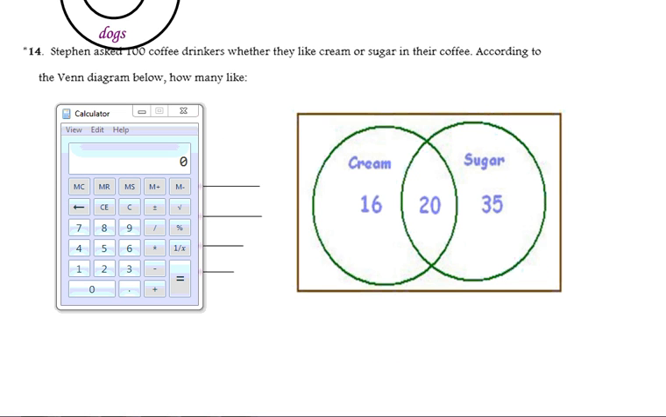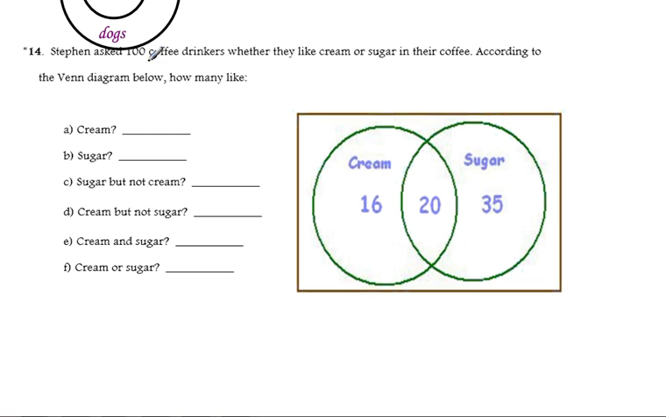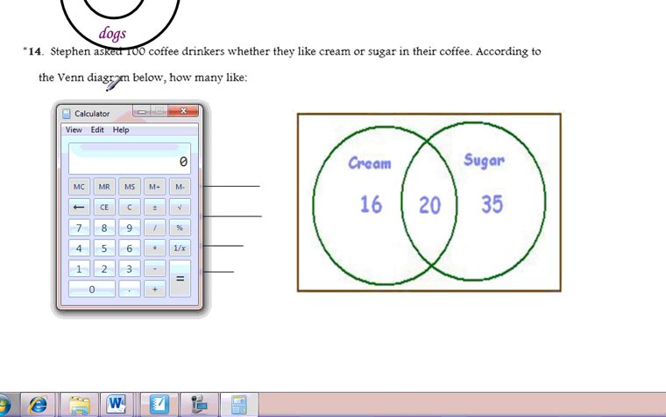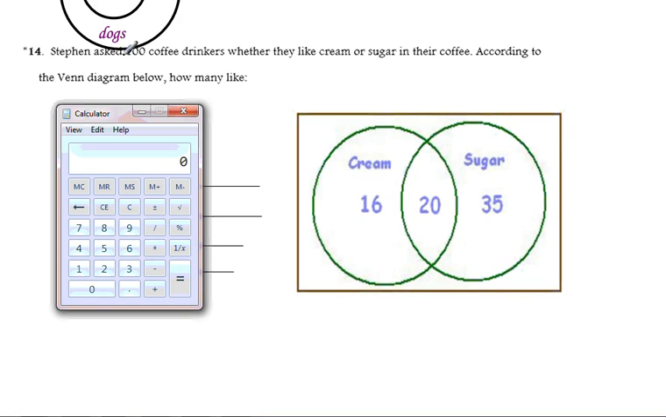And the last problem that we're going to do together as a group is number 14. And we have not done an example like this, but hopefully with your understanding of Venn diagrams, you're able to transfer that knowledge in order to come up with an answer to each of the following questions. So the scenario that we're presented here is that Stephen asked 100 coffee drinkers whether they like cream or sugar in their coffee. According to the Venn diagram, we want to discover who likes the following situations. But let's talk about something first. He asked 100 coffee drinkers.